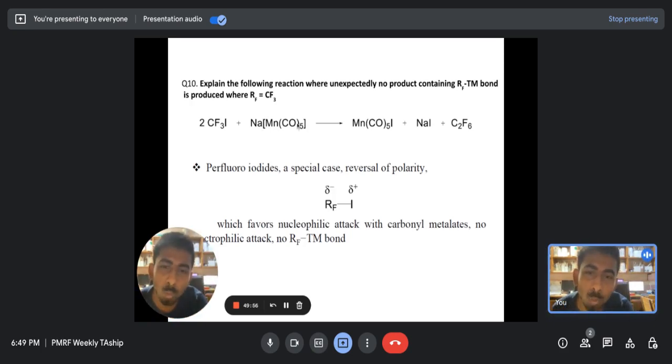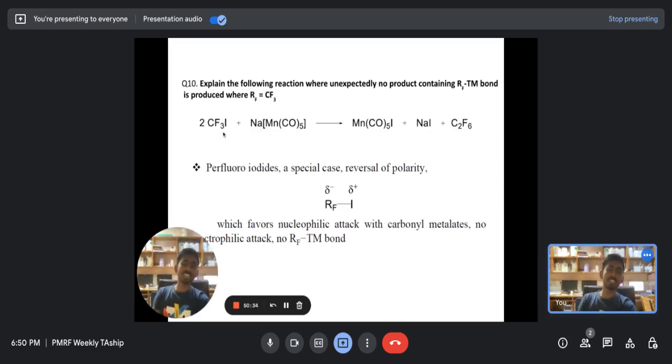So here Mn(CO)5 minus, instead of abstracting this CF3, that should be the positively charged, it is abstracting this I delta plus, because Mn(CO)5 is delta minus in nature and I is delta plus in nature. So Mn(CO)5I will be there. Now Na plus is residing alone, so Na plus will be abstracting this iodide, because in presence of sodium, the electropositive metal, iodine will be acting as delta minus. So iodine will be abstracted to produce NaI.